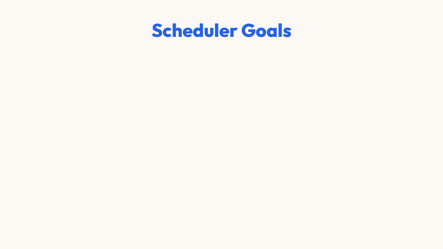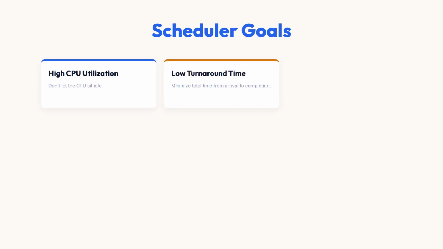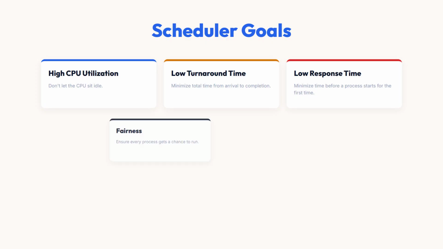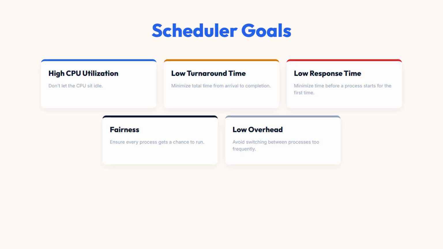Now, what is the scheduler trying to achieve? There are a few important goals. First, we want high CPU utilization. That means we don't want the CPU to sit idle. Second, we want low turnaround time. That is the total time from when a process arrives to when it finishes. Third, we want low response time. This is the time it takes for a process to start running for the first time. This is especially important for interactive systems. Fourth, fairness. Every process should get a chance to run. And finally, we want low overhead. Switching between processes takes time, so we don't want to switch too frequently.